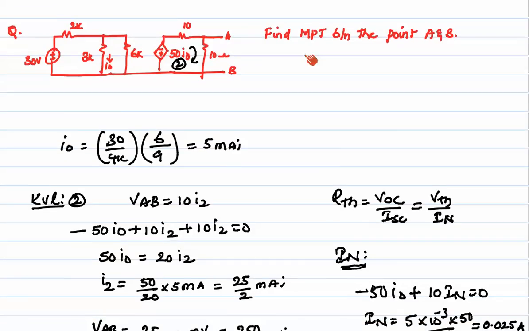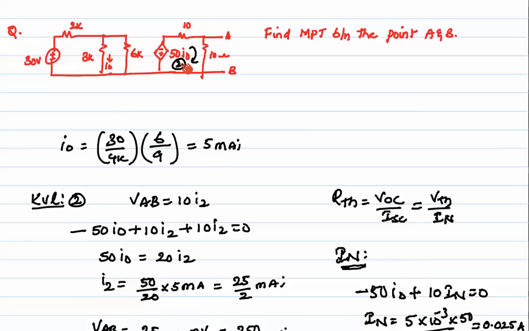So come on friends, next problem. Find the maximum power transfer between the points A and B. This is a simple circuit in which we have dependent sources and independent sources. First, we have a dependent voltage source, and it depends upon the I0 value. So first we will find the I0 value by using the voltage division rule. I is nothing but 40 divided by 2k plus the combination, that is 4k into 3k by 3k plus... 6k divided by 9k. So we get 5 milliamps here.